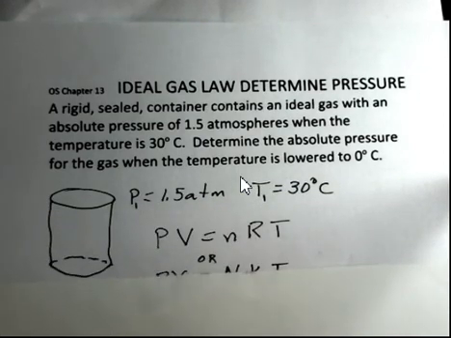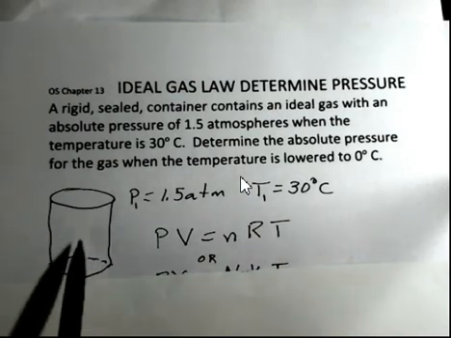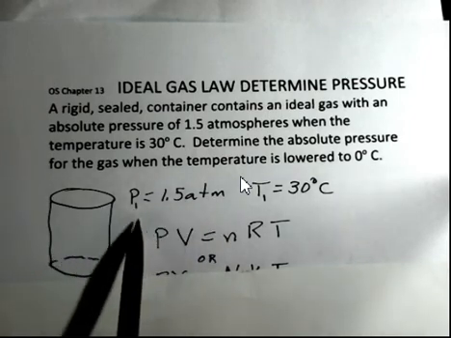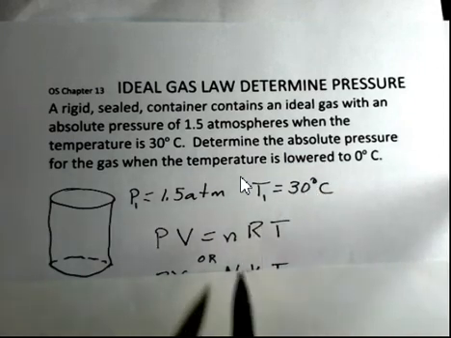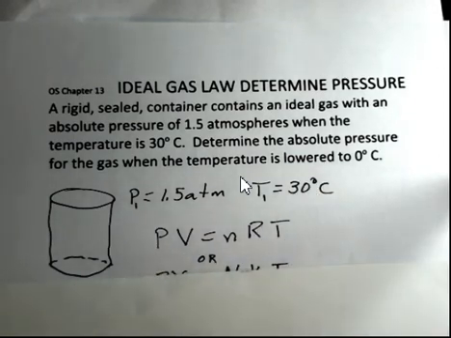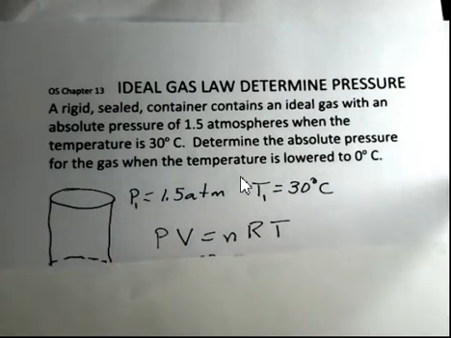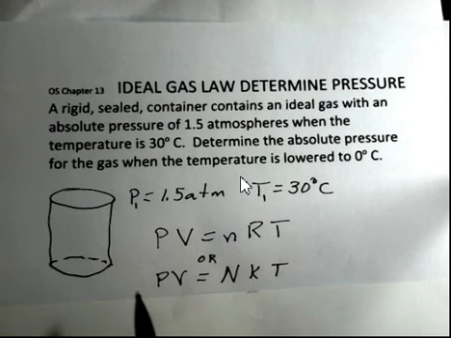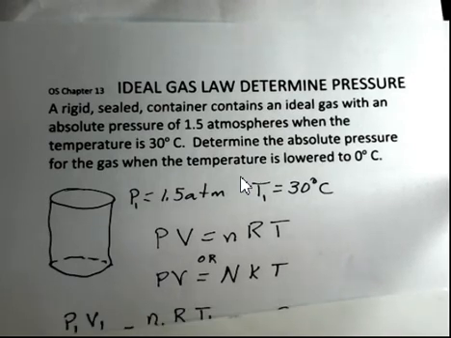First, I would ask you to make a drawing as you work problems. So here's our rigid sealed container with ideal gas. I label what I know: the original pressure 1.5 atmospheres, original temperature 30 degrees Celsius. Here's our ideal gas law, and this is in the form of moles and the gas constant and temperature. We could also use PV equals the number of particles, Boltzmann's constant, and temperature. It doesn't matter which of these two you use. I'm going to use PV equals nRT.